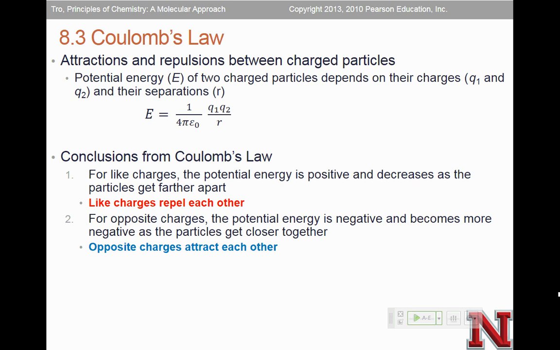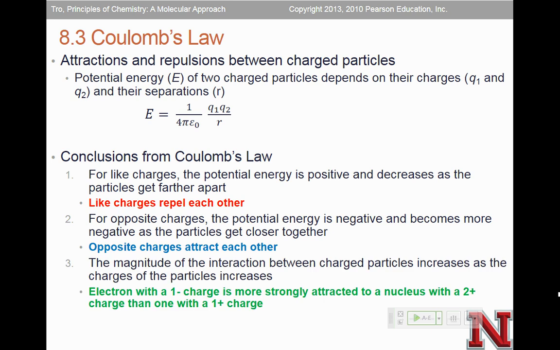There's 4 pi E0. That's a constant that just changes the number, but we are just looking at whether the potential energy is positive or negative. That's all we're looking at.